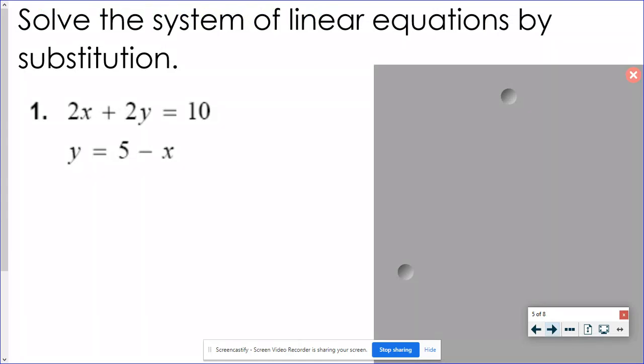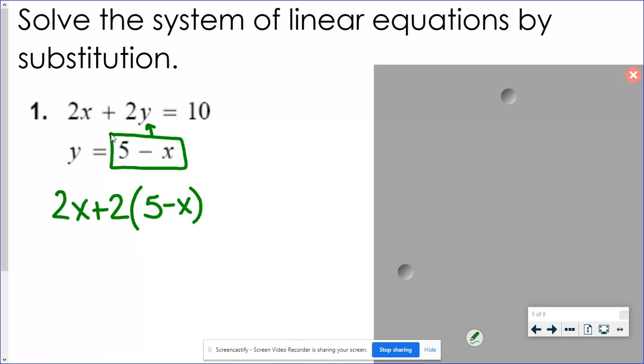In this problem, again, I know what the y is equal to. This is the y. In the other equation, doesn't matter if it's the top equation or the bottom equation, in the other equation, which happens to be the top one, I'm going to take the y out and I'm going to put this stuff in its place. So I'll have 2x plus 2, and then here's my parentheses. Instead of the y, I'm going to say 5 minus x.